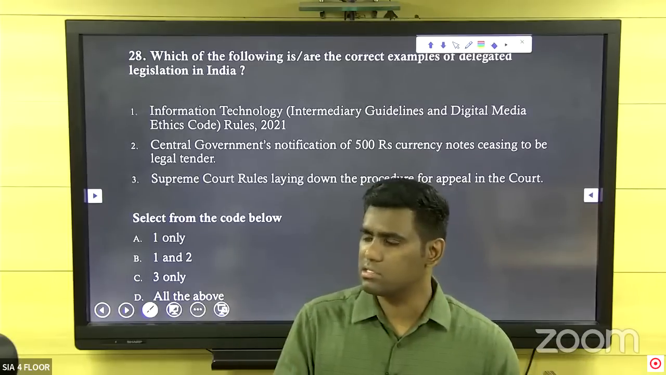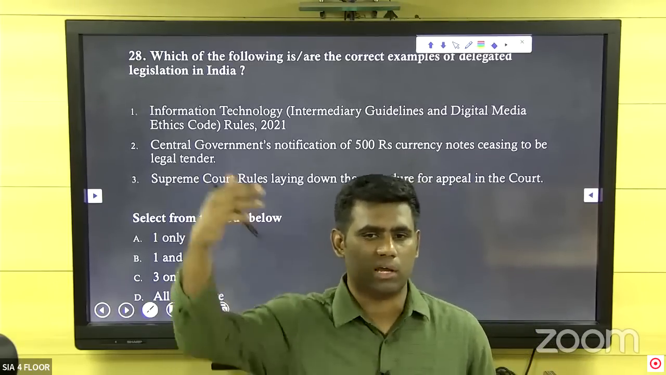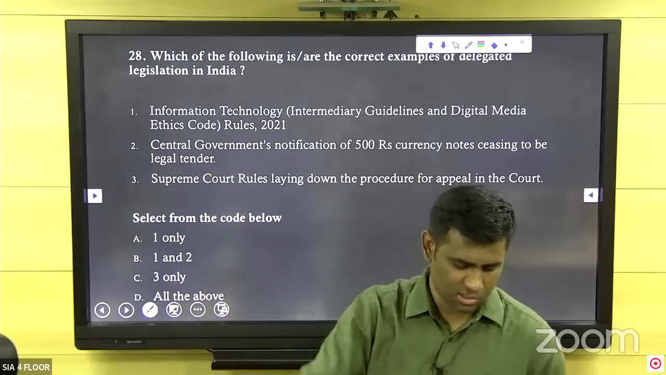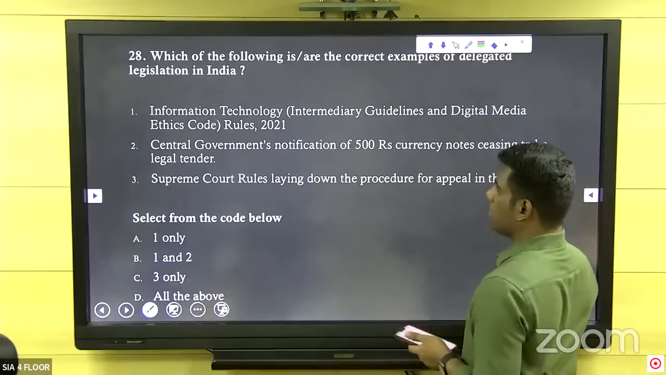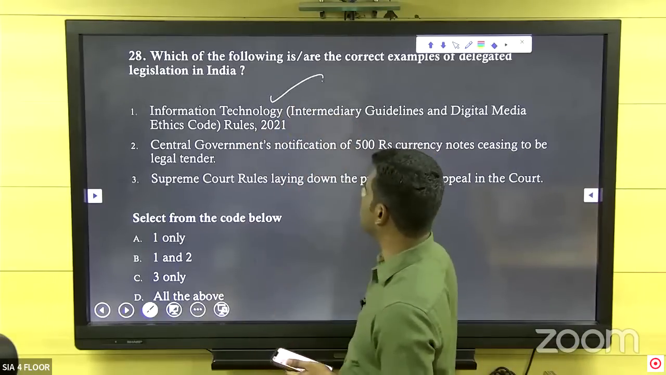Delegated legislation is when the power of lawmaking has been given away from the hands of Parliament, by a parliamentary law itself, to a subordinate agency. It could be the executive. So first, it's a clear example of delegated legislation.